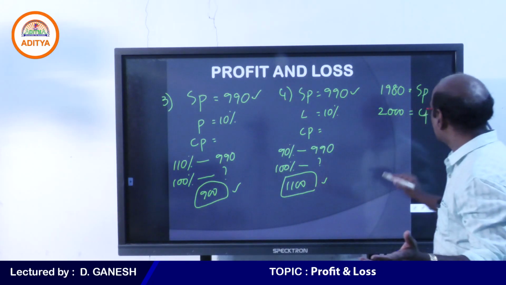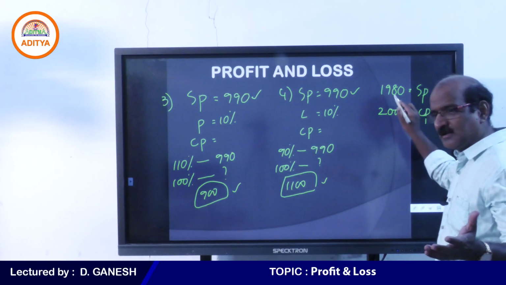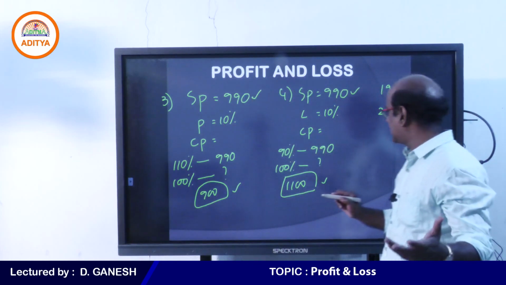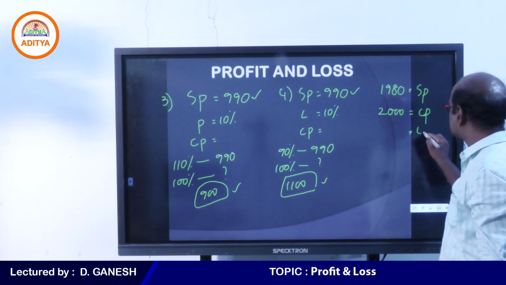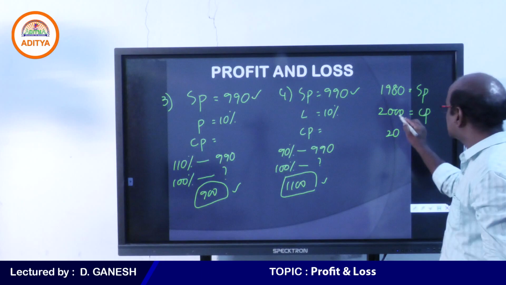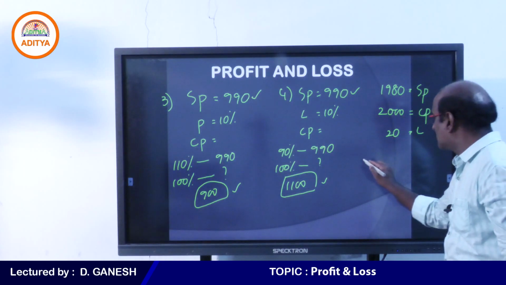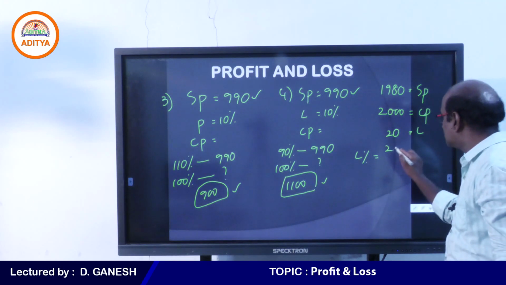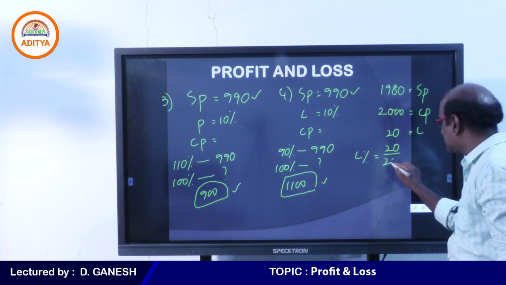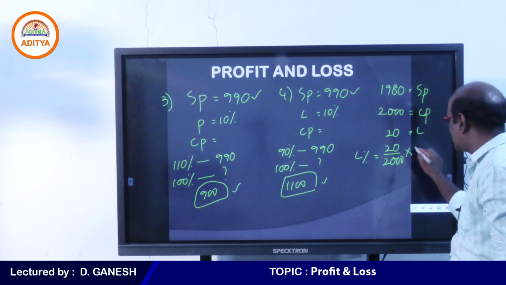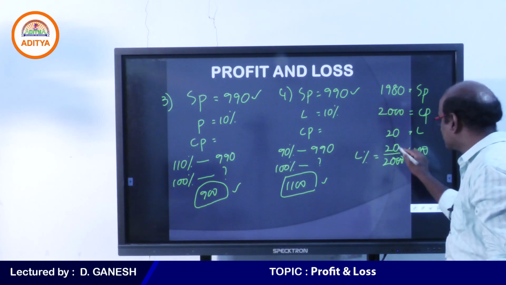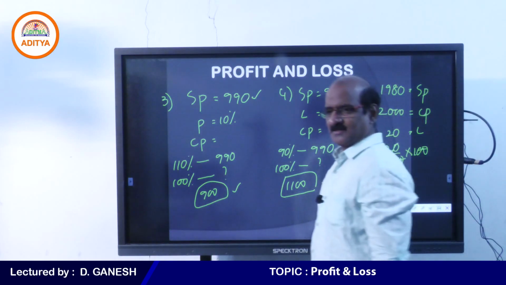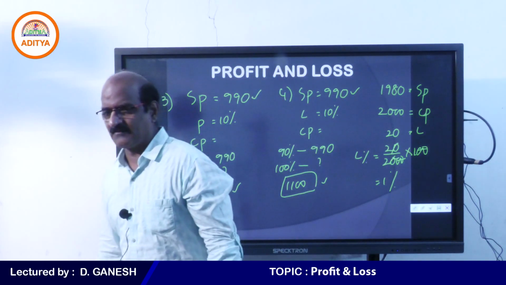You bought them for 2000 and you are selling them for 1980, so obviously you are losing 20 rupees. The difference is 20 rupees. The loss percent is given by the formula: loss divided by cost price into 100. Do you see, there is a loss of 1%.